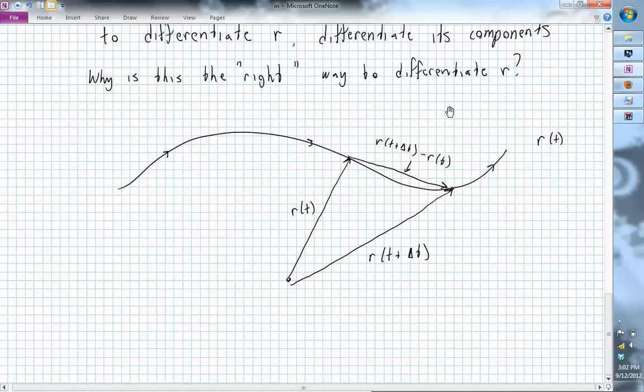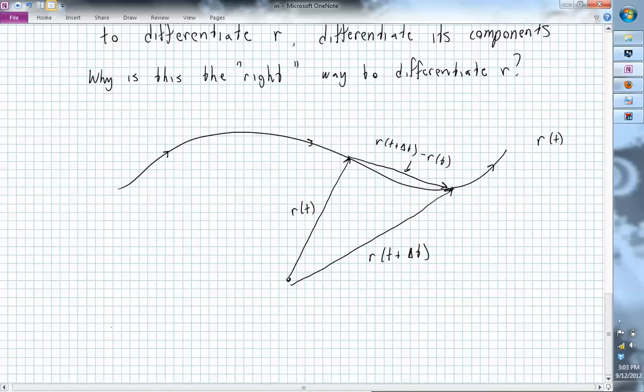If I were interested in the average speed as I went from here to here, what would I do? I would take the distance that I traveled and divide it by the time that it took me to travel, right? What is the distance that I traveled to get from here to here? The magnitude of the difference, right? And what's the time that it took me to go? Delta t. And so what this measures is sort of the average speed of the particle as it went from here to here. Agreed?